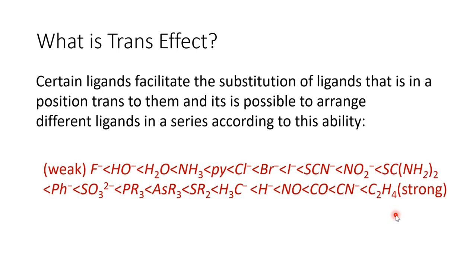For a square planar complex, certain ligands facilitate the substitution of ligands that are in a trans position to them. This effect can be categorized as a series of ligands according to their ability to show the trans effect. Whatever we have shown in this slide is the series, or the order of trans affecting ligands, from weak to strong field.